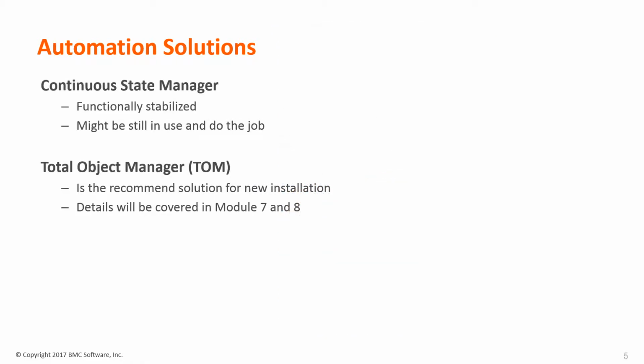The first solutions we want to talk about are our state management solutions. The first one is Continuous State Manager, or CSM. That's a legacy solution that's been functionally stabilized. It's still in use by several customers, and it gets the job done. But what we prefer customers do is migrate to Total Object Manager, or TOM. It has a lot of new capabilities that CSM does not have, and it allows for better interaction with AutoOperator. So we're going to talk a little bit about TOM as we go forward.